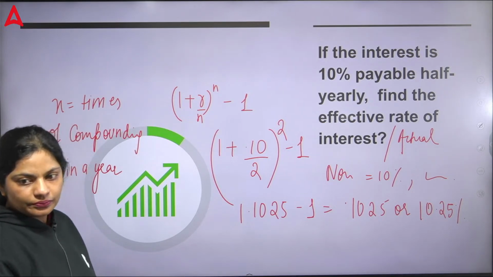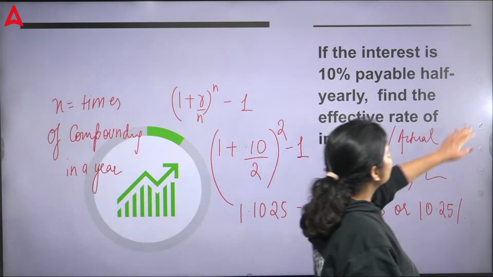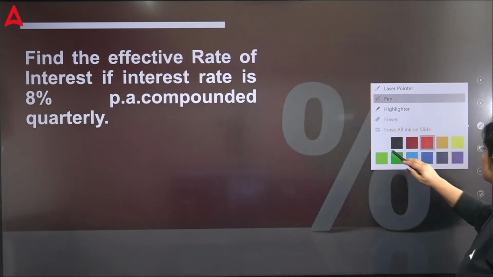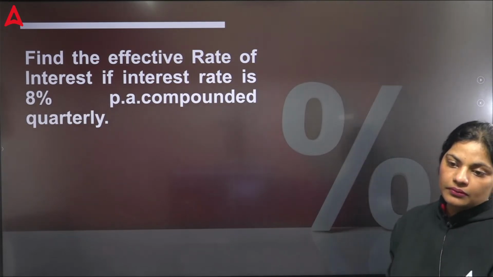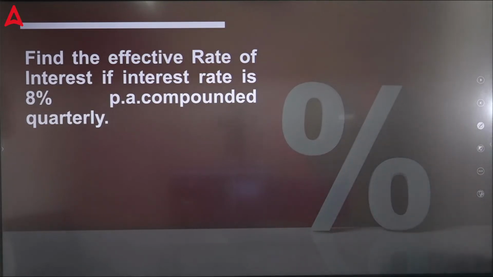Everyone? Okay. Moving ahead to the next one. Try another question. Find the effective rate of interest if the interest rate is 8% per annum compounded quarterly. What will be the effective rate of interest if the interest is compounded quarterly?